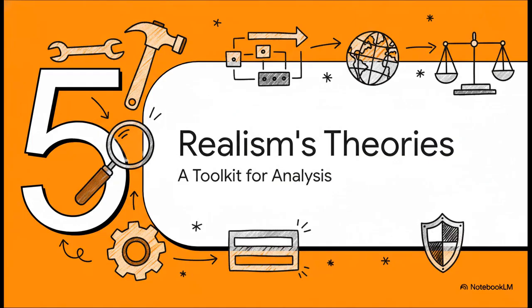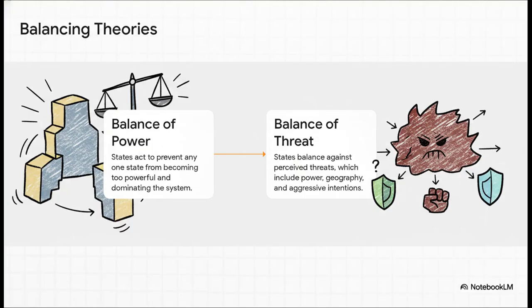Okay, so we've gone over the big schools of thought. Now let's zoom in a bit. The realist tradition gives us a whole toolkit of specific theories that we can use to actually analyze what's happening in the world. These are the workhorses of realist analysis. Two of the most famous are about balancing. You've got the classic balance of power theory, which says states will always team up to stop any one country from getting too powerful and taking over.